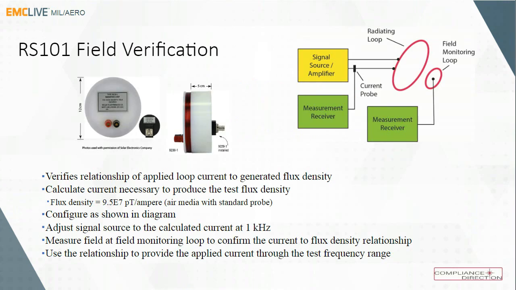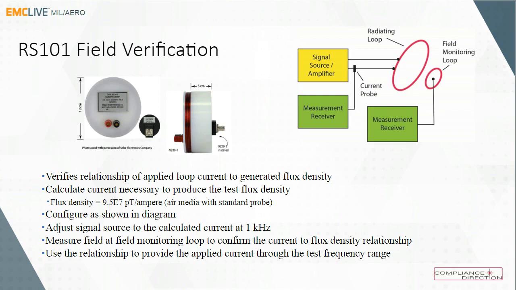RS101 field verification comes into being here because we're not able to measure the field during the testing. It's not present. So we need to verify that the normal radiating loop for the magnetic field is based on the applied current, and it generates the appropriate flux density. The relationship is validated. So we calculate the current necessary to produce the test level flux density, where flux density in an air media with the standard probe is 9.5 E7 picoteslas per ampere.